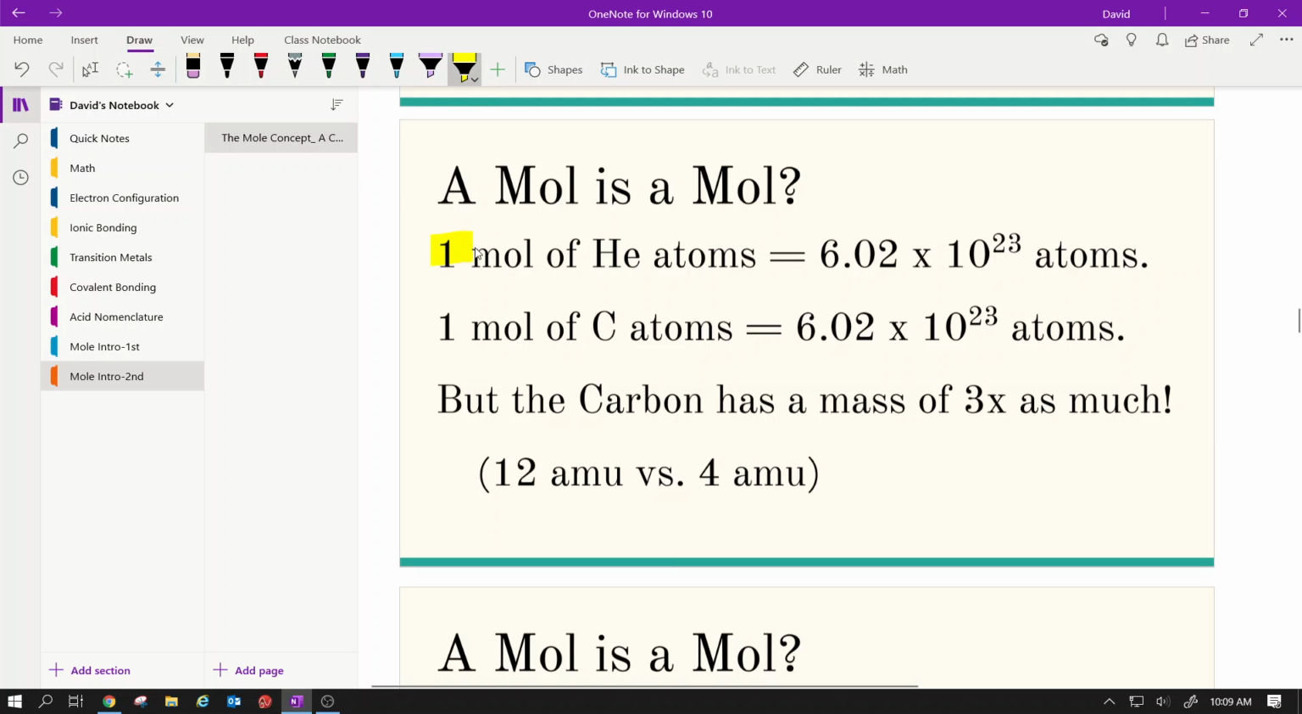1 mole of helium atoms is 6.02 times 10 to the 23rd atoms. 1 mole of carbon atoms is 6.02 times 10 to the 23rd atoms. But the carbon weighs 3 times as much. If you look on the periodic table, you'll see that carbon has an atomic mass of 12 and helium has an atomic mass of 4, if we round them to the whole number. I rounded to the whole number because that's the most common isotope. And we know that real atoms don't have decimals of neutrons.